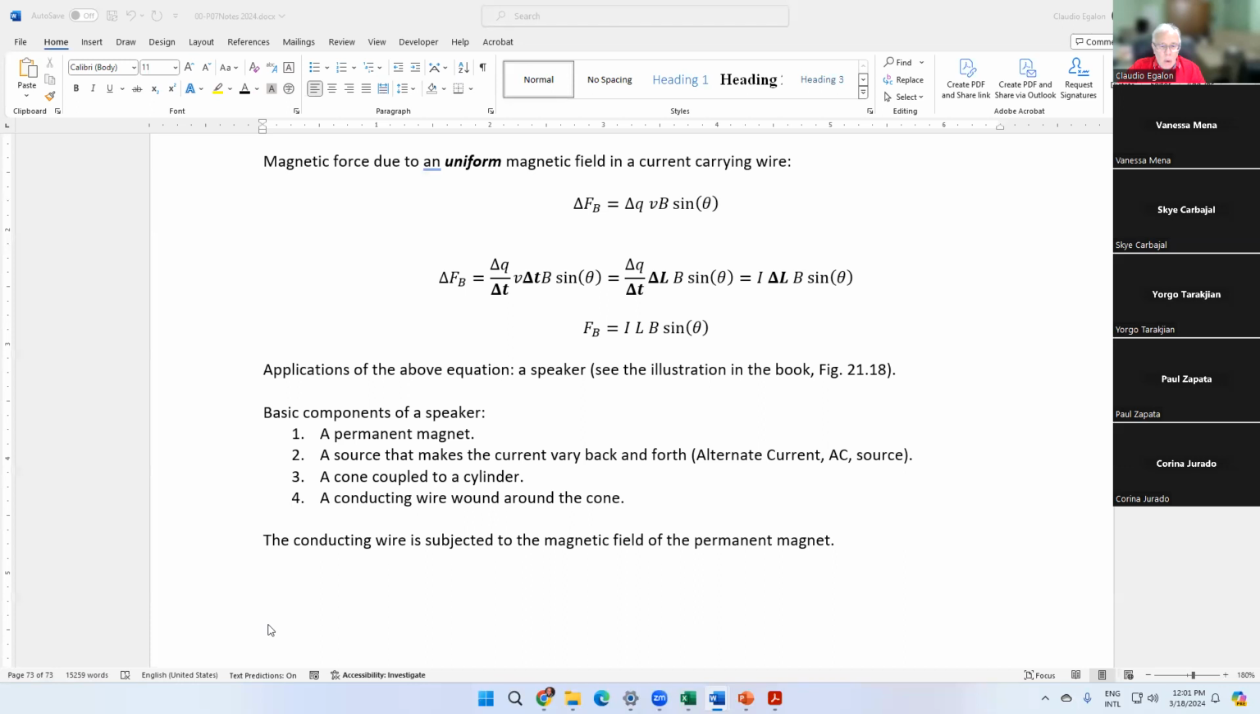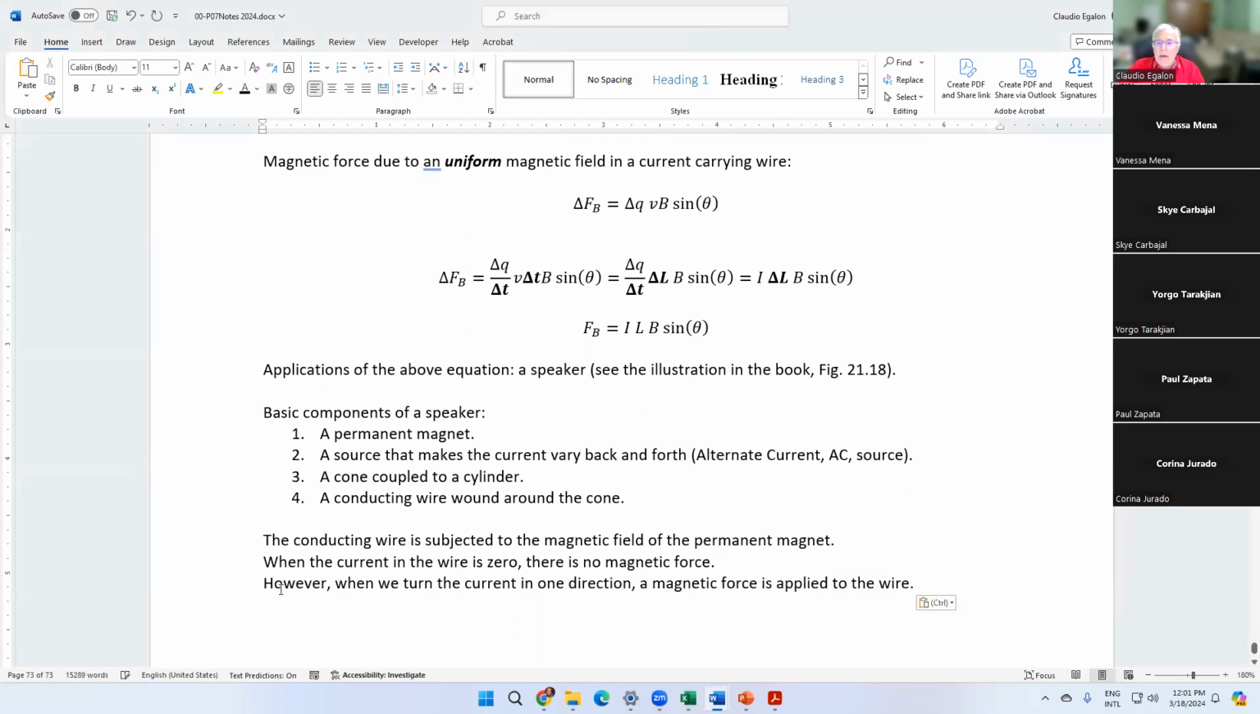Okay. When the current in the wire is zero, there's no magnetic force whatsoever. However, when we turn the current in one direction, a magnetic force is applied to the wire in a given direction. Let's say to the right, just like you saw in there. When this current is reversed or inverted, the magnetic force is inverted as well. And that produces that oscillation back and forth of your speaker.